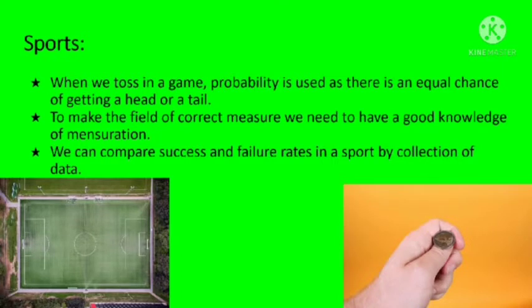Sports. When we toss in a game, probability is used as there is an equal chance of getting a head or a tail. To make the field of correct measure, we need to have a good knowledge of mensuration. We can compare success and failure rates in a sport by collection of data.